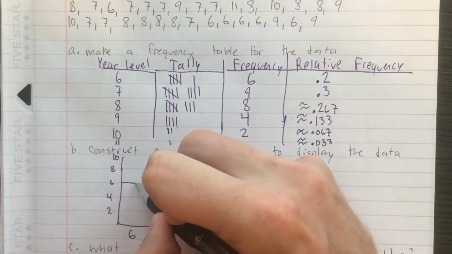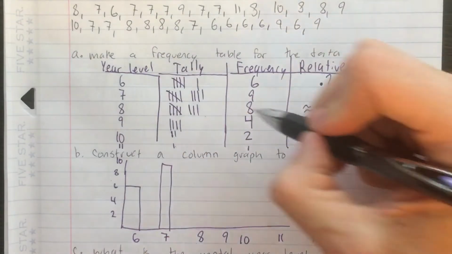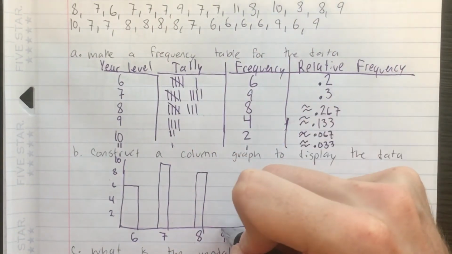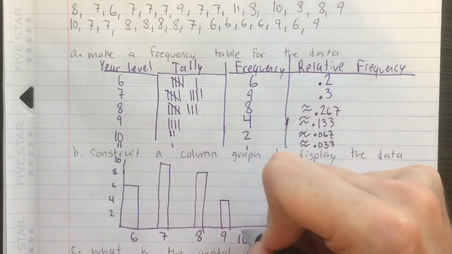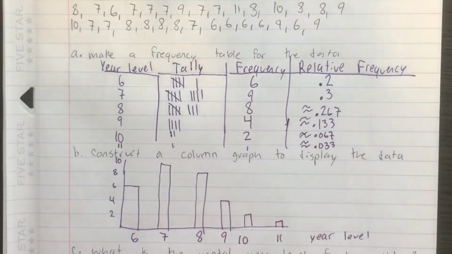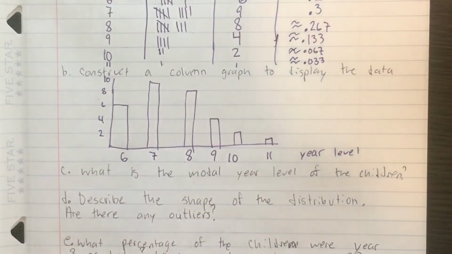So 6 is going to go up to 6. 7 goes up to 9. 8 goes up to 8. 9 goes up to 4. 10 goes up to 2. And 11 goes up to 1. So that's how we display simple discrete data.